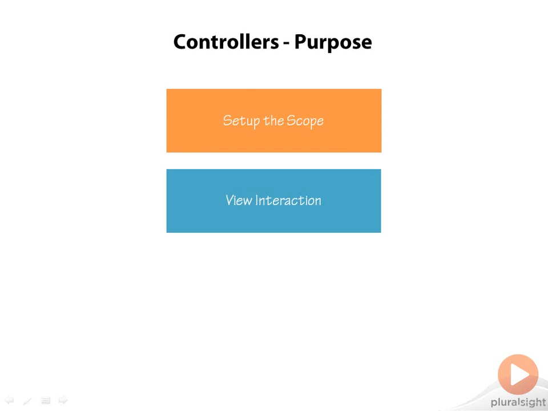Earlier on, we defined the responsibilities of a controller. We said that a controller's job is to set up the scope and handle view interaction. Well, because we know that the scope is how the view gets data from the model, we can sum up these two responsibilities as coordinate the view and model.